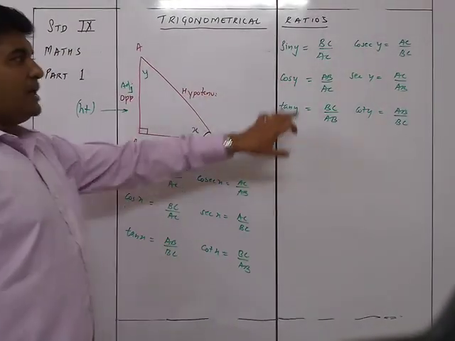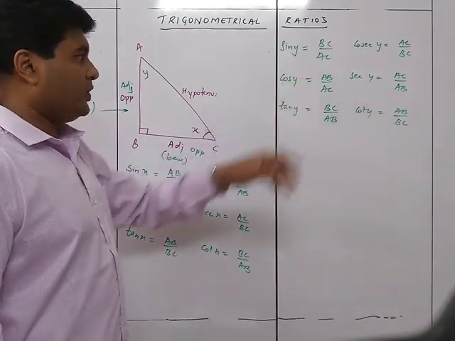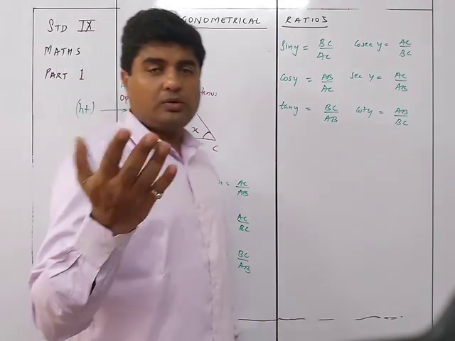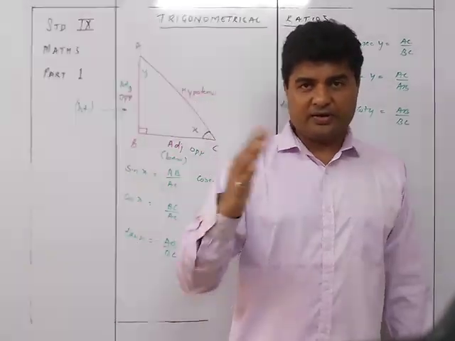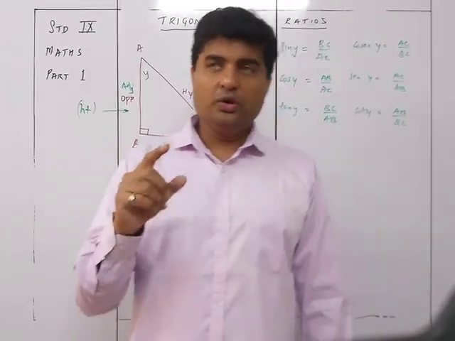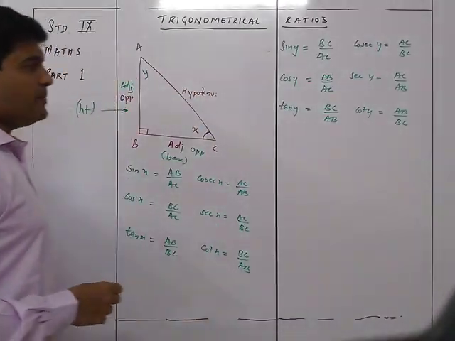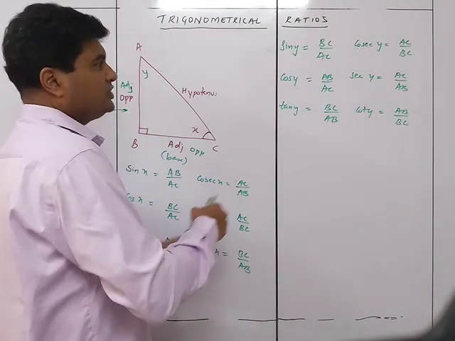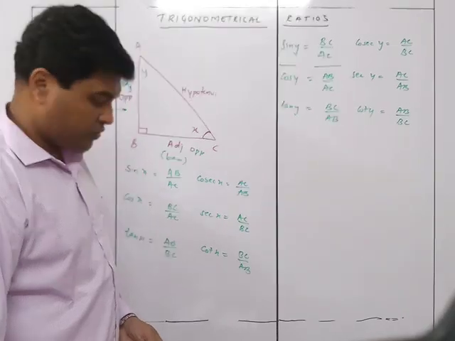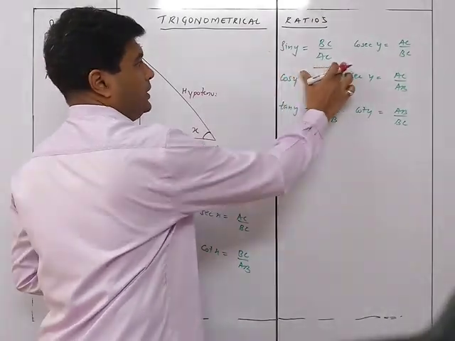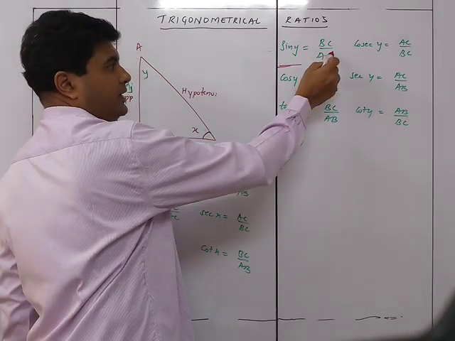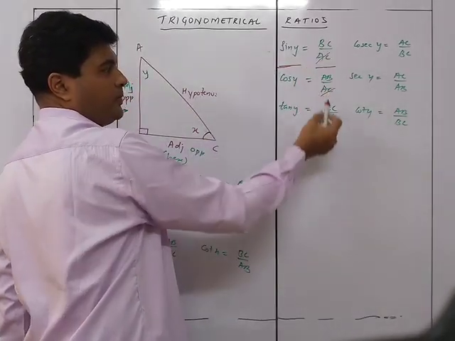Right. So this is about sine x and cos x. You understood this concept properly, that sine is opposite upon hypotenuse, cos is adjacent upon hypotenuse, and tan is opposite upon adjacent. So that's one part. The second part, what we see over here is, suppose I divide this by this. I am going to divide these two, so automatically this and this will get cancelled. So it will be BC upon AB.